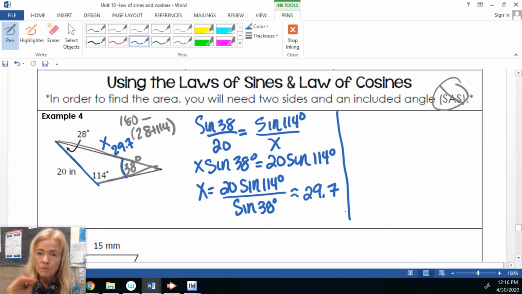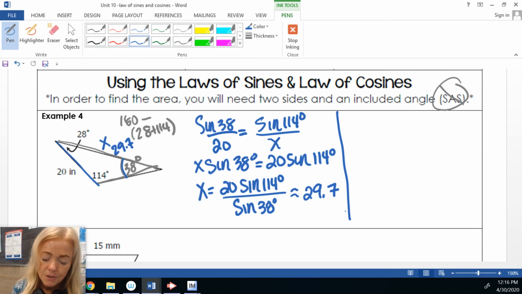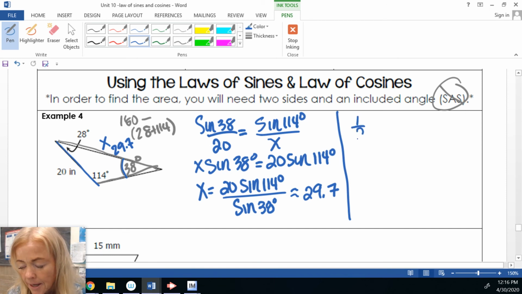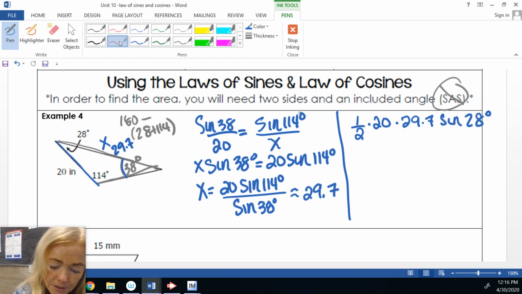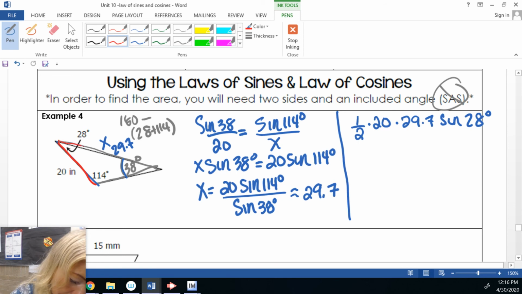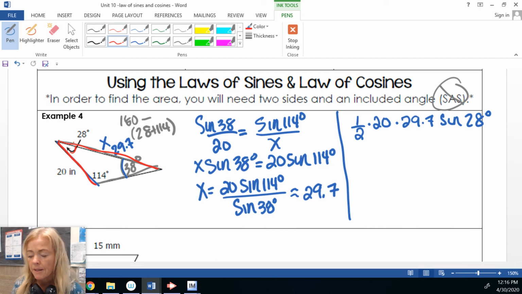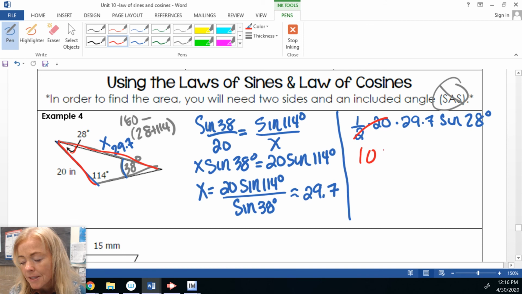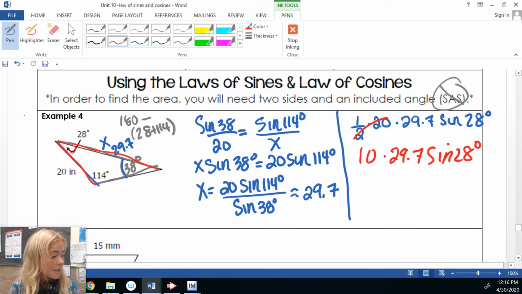We found the side that has the wrapper, so we have our wrapper. And we like wrappers, right? Wrappers are cool. We have side angle side. So we're going to set up our 1/2 times 20 times 29.7 times the sine of that angle between them, 28 degrees. So this becomes our wrapper that we have side angle side for to calculate the area of that triangle. All right, now I like to just do that and write in 10 times 29.7 times the sine of 28, and we'll plug that in the calculator.